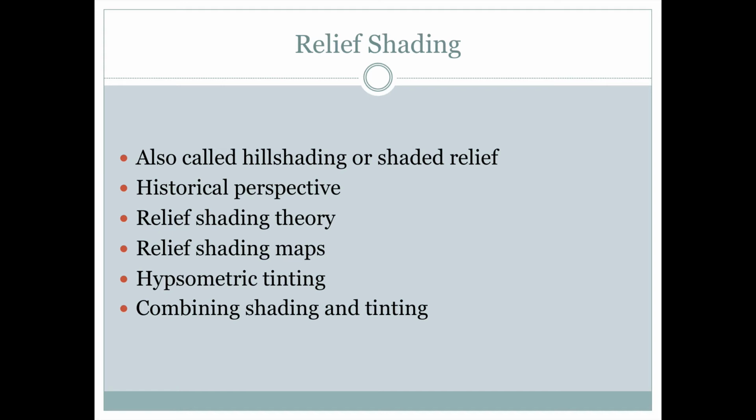When we talk about relief shading, what we're talking about is a grayscale shading of a map or a three-dimensional map where the shades of gray are varying based on a theoretical light source shining down on the terrain. This is also sometimes called hill shading, especially in GIS software. Hill shading is a very common name, or shaded relief. And I'll tend to use those interchangeably, especially hill shading and relief shading.